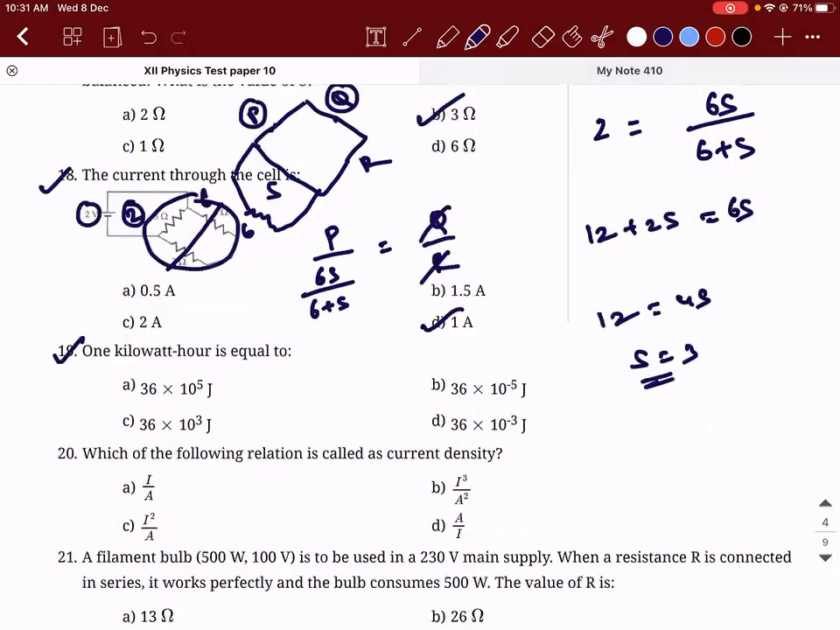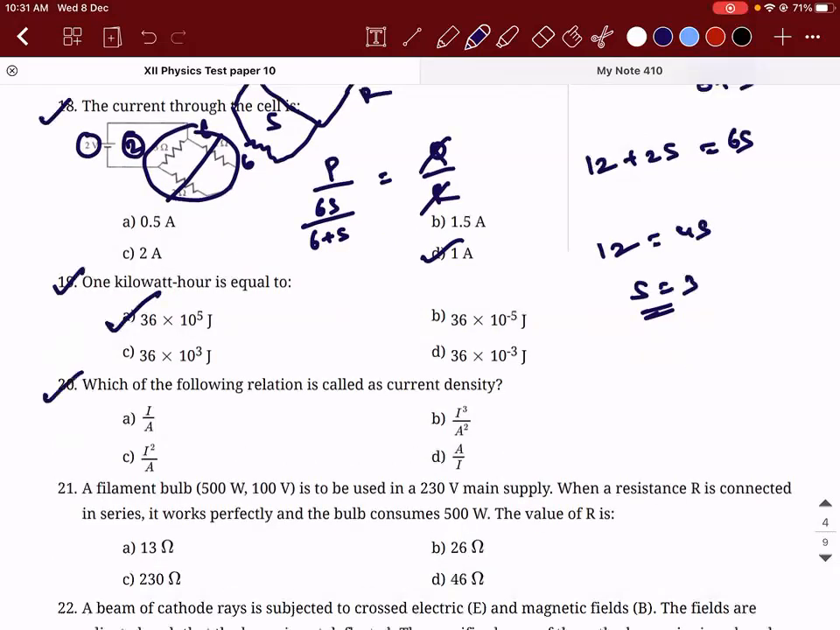The 19th one is also easy. 1 kilowatt hour is how many joules? 3.6 into 10 power 6. That's it. Next, which of the following relations is called current density? I by A.